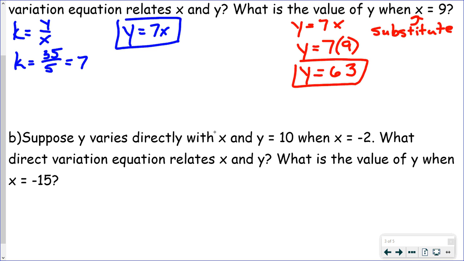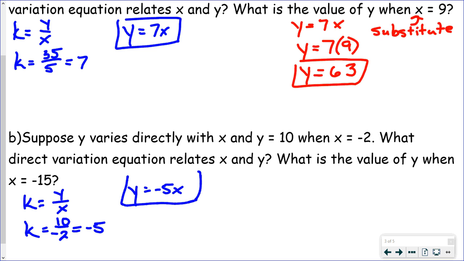Suppose y varies directly with x and y equals 10 when x equals -2. What direct variation equation relates x and y? Okay, so again, k is equal to y over x. So k is equal to 10 over -2, which simplifies to -5. So our equation is y equals -5x. Easy.